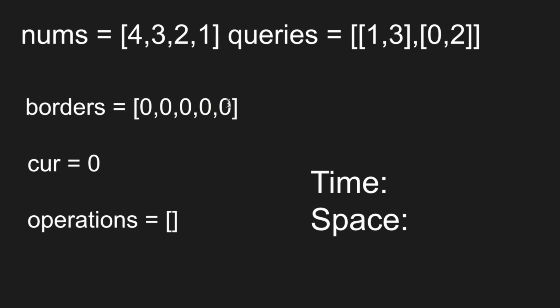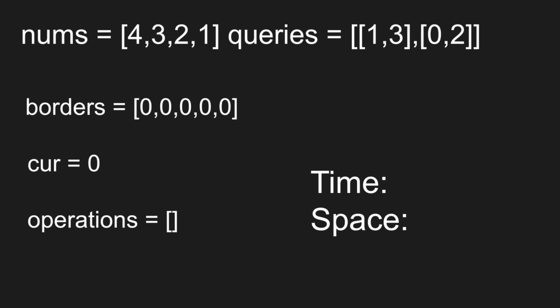So after setting up the borders array, we will look through borders, and for each element in borders, we will add the element to current, and then we will add current to the operations. And in the end, for each value in operations, we want to make sure it's greater than or equal to the corresponding value in nums. If it is less than the value in nums, we automatically return false. And if all values are greater than or equal to the corresponding value in nums, then we return true.